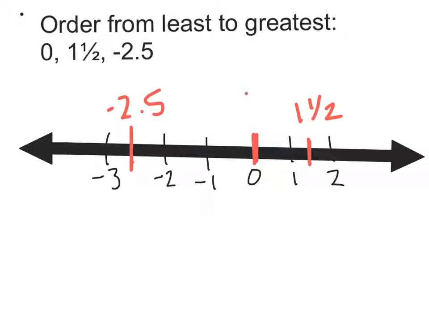So now we can see how they fall on the number line, and now we can order from least to greatest. Remember, the smaller the number, the more left on the number line. So the farthest number left is -2.5 or -2 1/2, and then 0, and then 1 1/2.